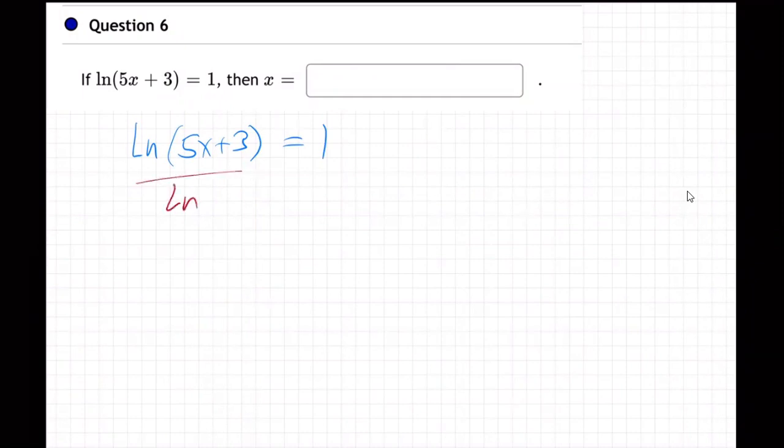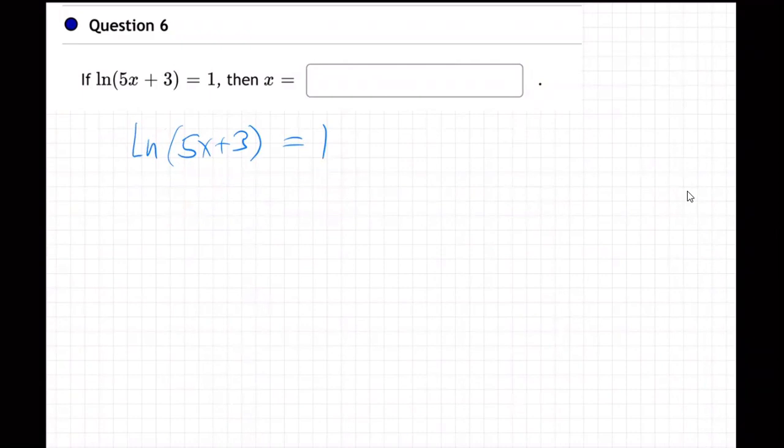Can I just divide by ln on both sides? No, that's crazy. Why not? Well, because what is an ln alone? What are you going to type on your calculator? There's no such thing as an ln alone. So what are we going to do then?